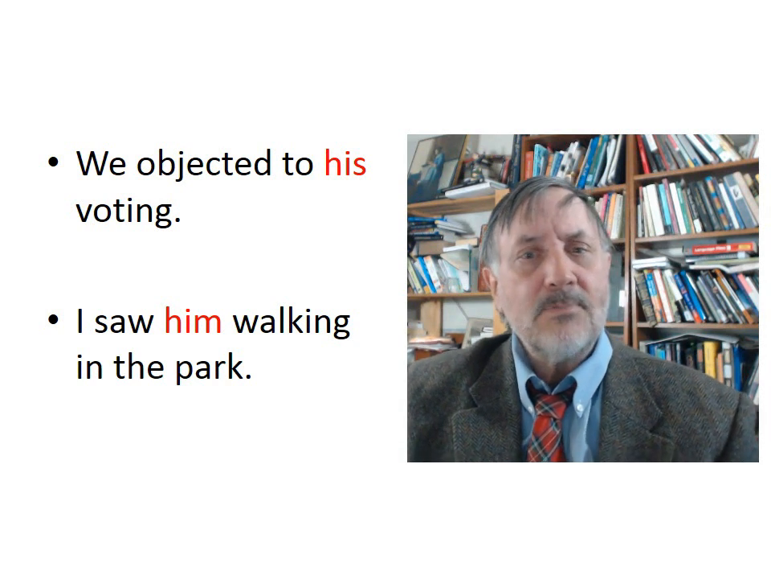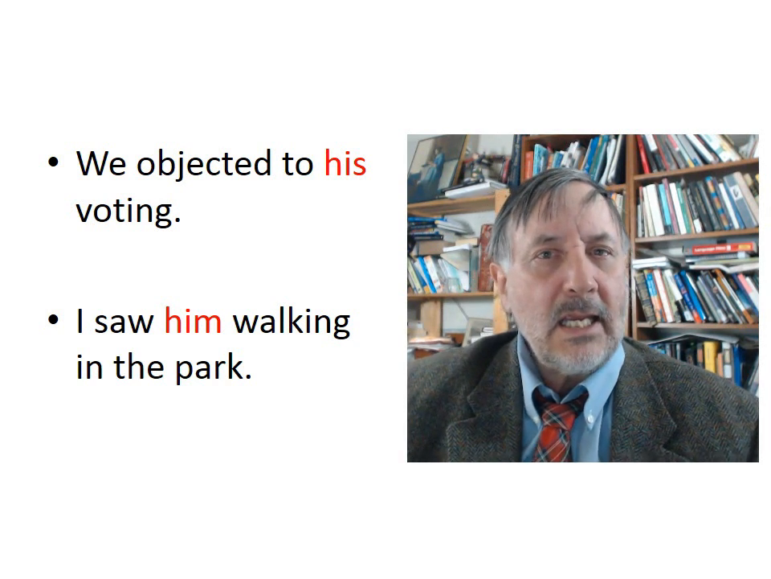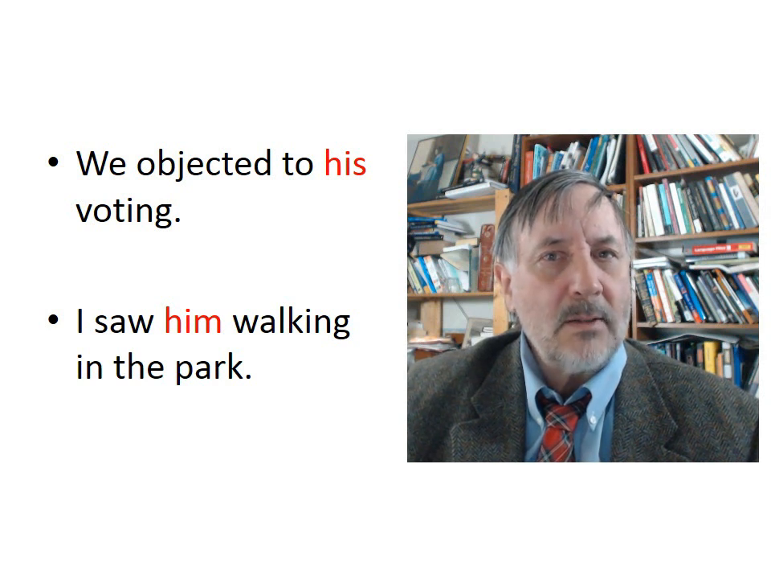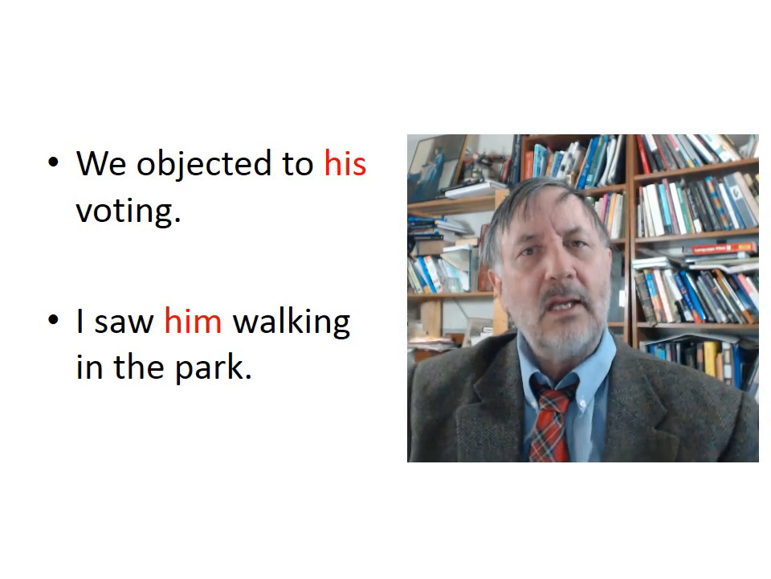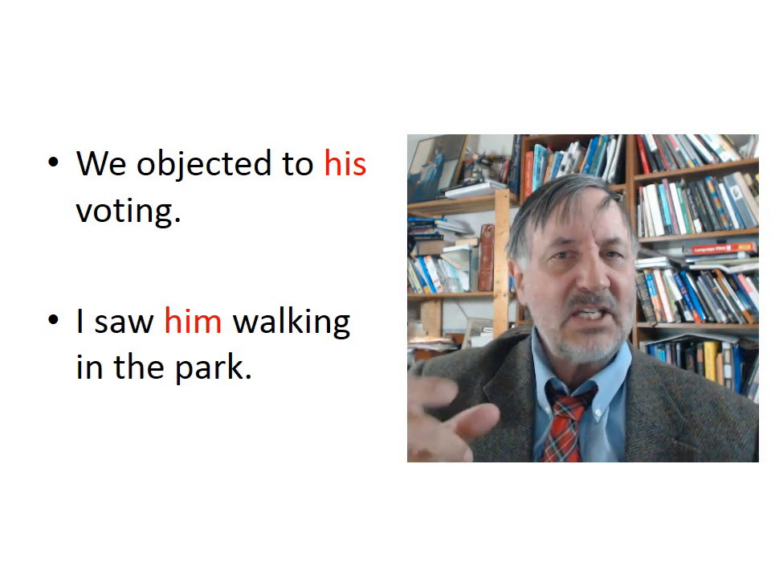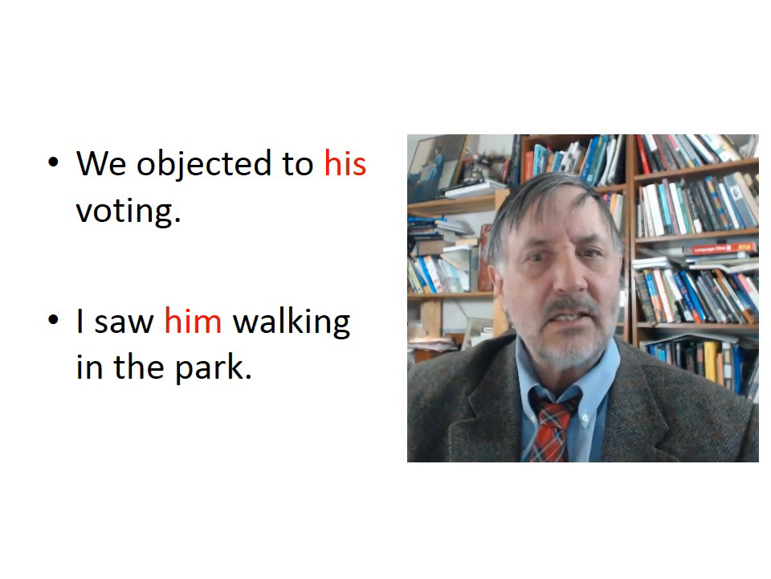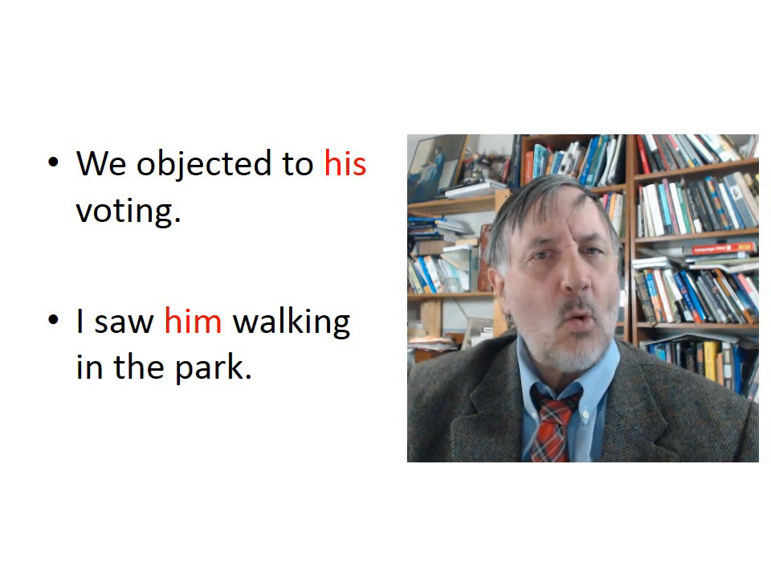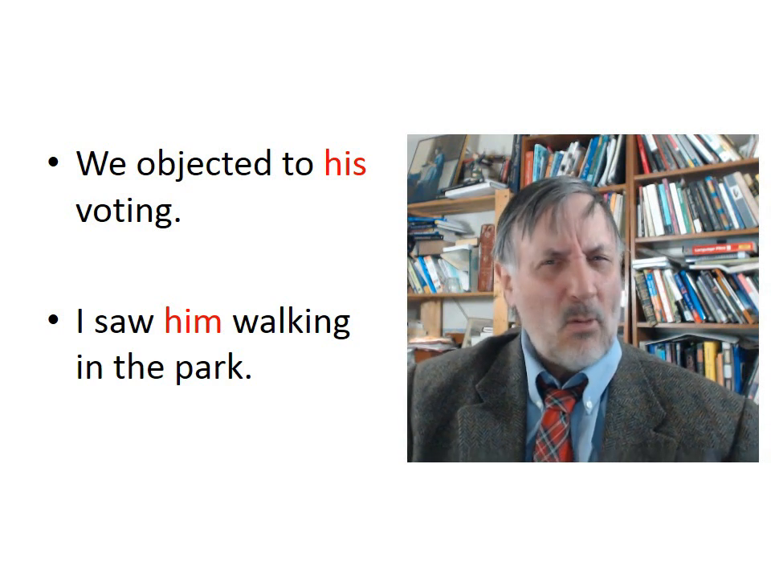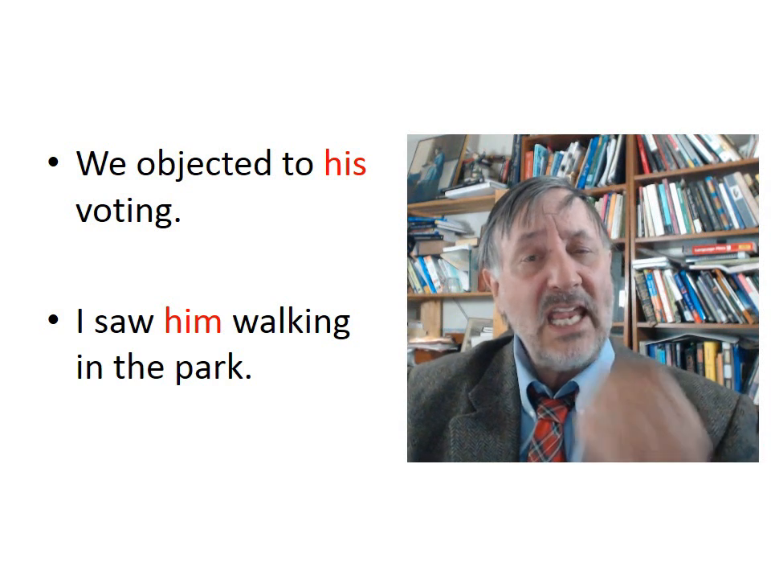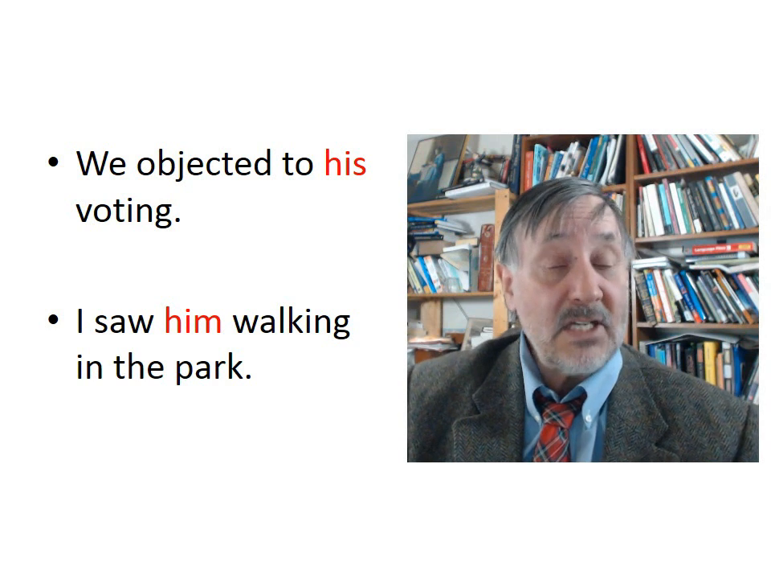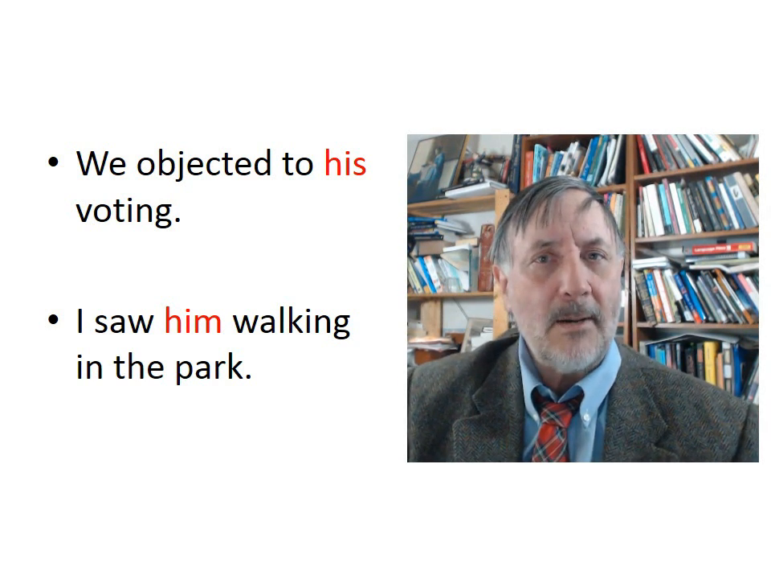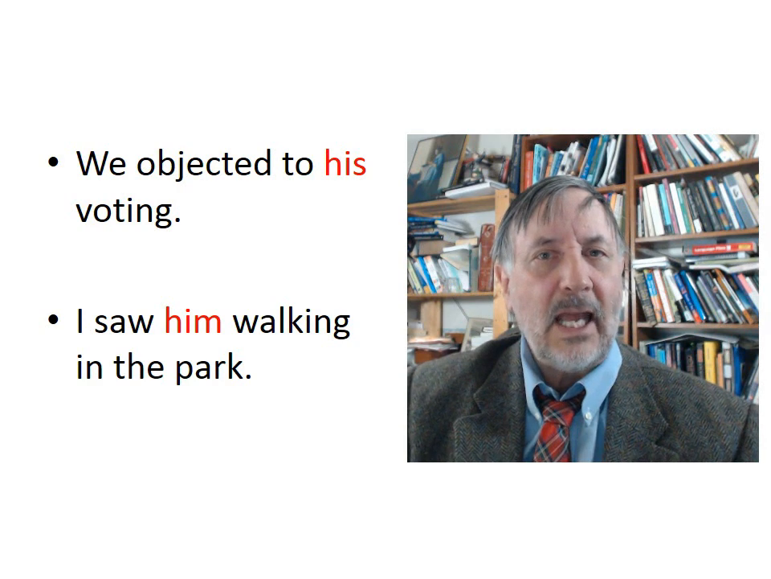Okay, and another way to think about this, perhaps, is instead of we objected to his voting, you could say I objected to the voting by him. Okay, you see, so you can put it in that way, and you can see that it's the voting that's the most important aspect of this, and so you'd use the possessive, the his. But you couldn't say I saw the walking by him in the park. That wouldn't make any sense, would it? So I saw him walking in the park. Okay, so hope that's clear. And again, if it's not, feel free to post questions in the chat area, and we'll go on to the next slide.